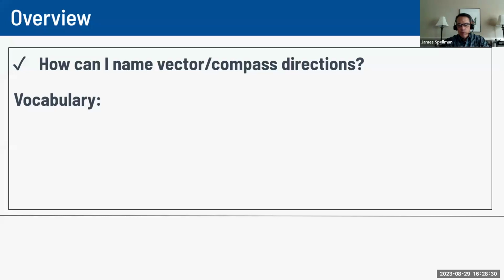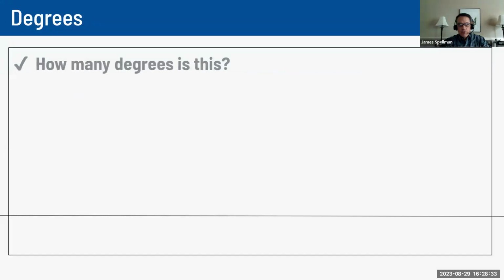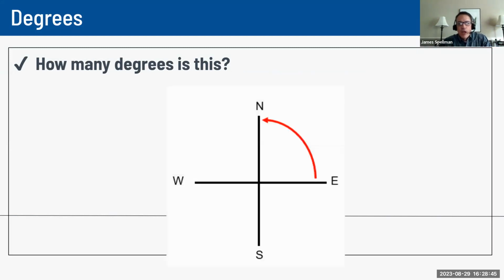Now, no real vocabulary today. So when we're finished with this, we just want to be able to indicate on a compass things like 15 degrees this way and so forth. So initially we need to just kind of review. If we have a compass setting, how many degrees would it be? So between east and north, or between east and south, or west and north.